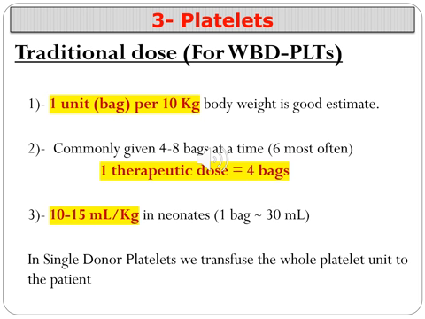The traditional dose for whole blood-derived platelets is usually 1 unit or 1 bag per 10 kg body weight, with one therapeutic dose equal to 4 bags. We commonly give 6 bags at a time, then measure the platelet increase and reassess the patient's bleeding condition to decide whether further doses are needed. In neonates, the dose is usually 10 to 15 ml per kilogram body weight, keeping in mind that 1 bag of platelets contains around 30 ml of platelets suspended in plasma. In single donor platelets, we transfuse the whole platelet unit to the patient.